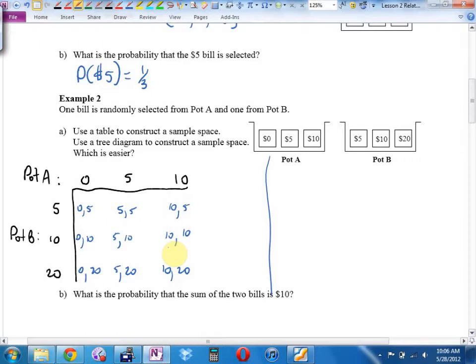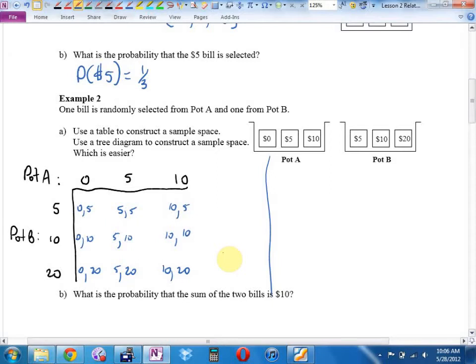It wouldn't be wrong if you put pot A there and pot B there. Just be consistent. Don't start listing the top one first and then partway through your table start listing the one on the side first. Be consistent. How many outcomes are there? Count. Can we get there faster? How many outcomes are there? 3 by 3 is what? 9.